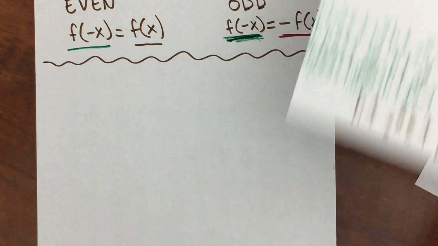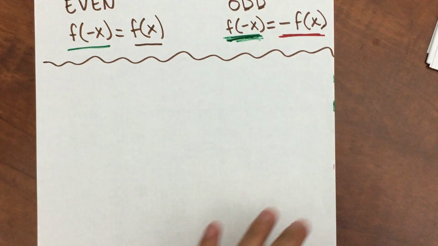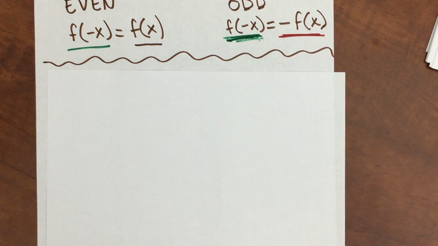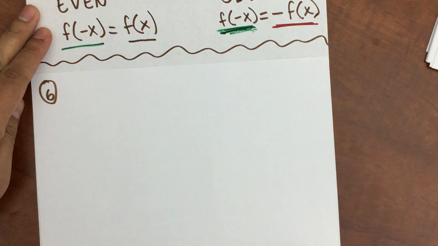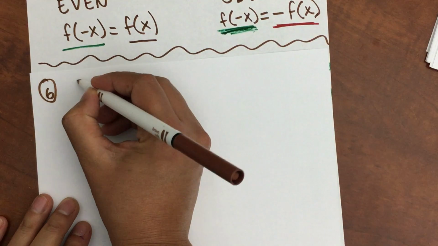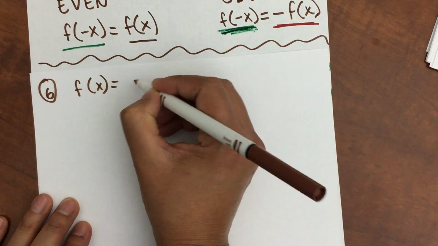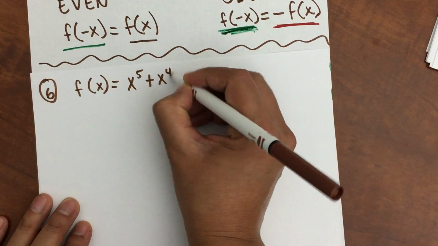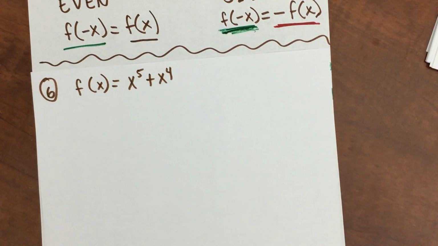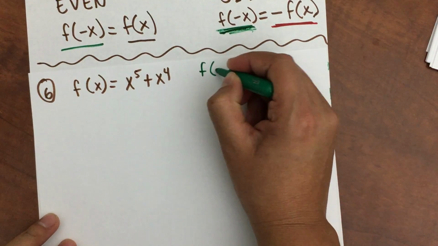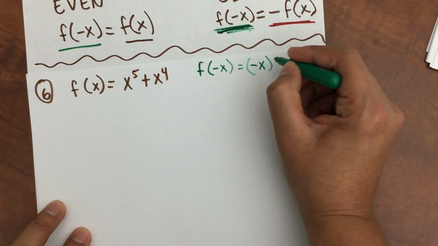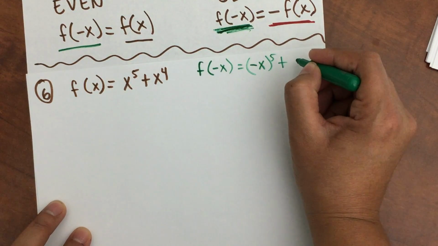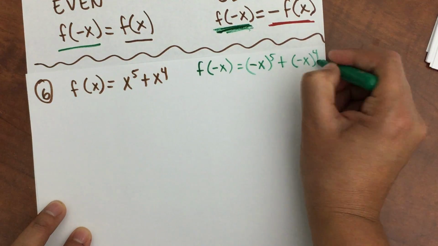Okay, let's do one more example. Now you have f of x equals x to the 5th plus x to the 4th, and we're going to replace all the x's by negative x, so it's going to be negative x to the 5th plus negative x to the 4th.